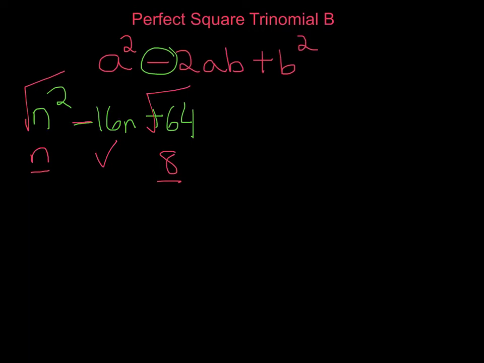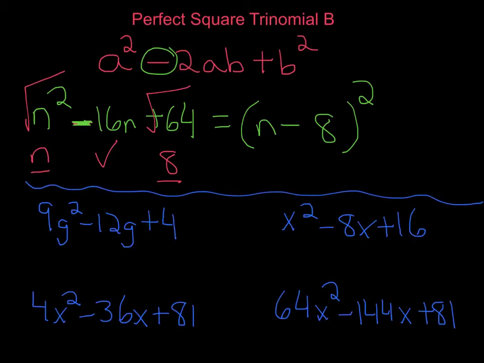But because you have the subtraction sign, all that means is in your answer, you still have n and you have 8, but you're going to have a subtraction sign instead of an addition sign. So now that you know the concept of perfect square trinomials and all we're doing is changing the sign, I'm going to give you 4 examples and I want you to see if you can get them on your own. Alright, so pause the video and write these down and see if you can get the answer on your own and then come back and check your answer.